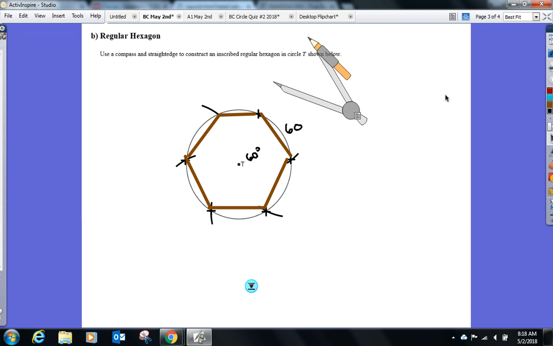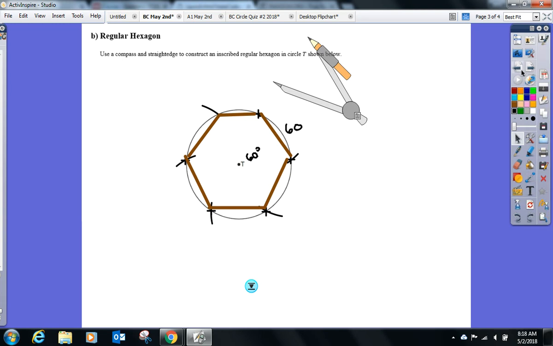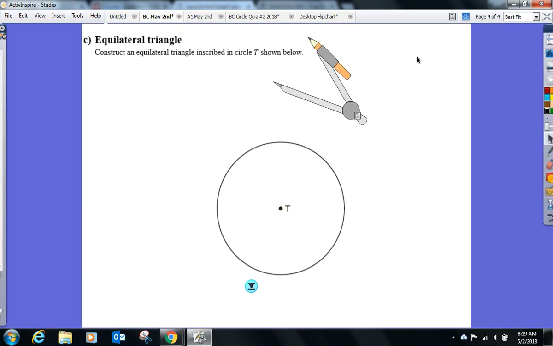Questions from you guys, because we got one more, and I'm not going to say a word. How do you get an equilateral triangle in there? So what are you thinking? How many congruent arcs do I need? Okay, 3 congruent arcs. How many congruent arcs have I shown you already today? How to make 4 and how to make 6. How do I get 3?